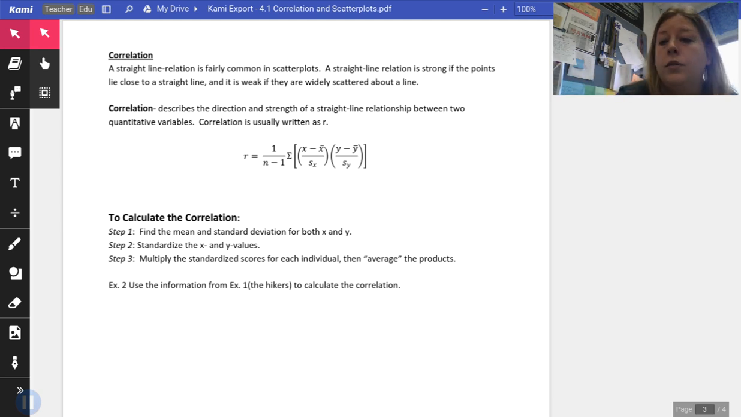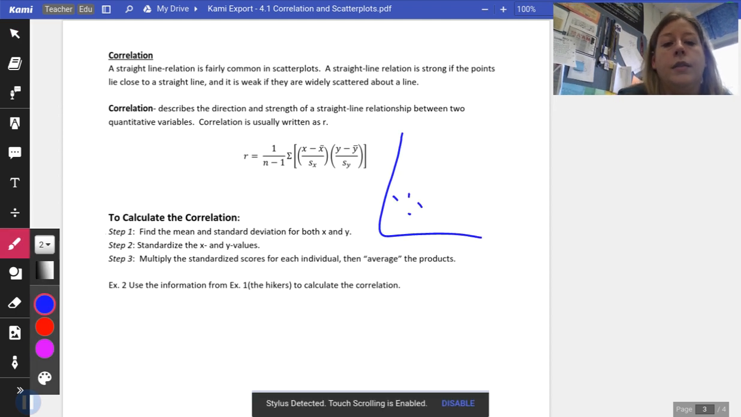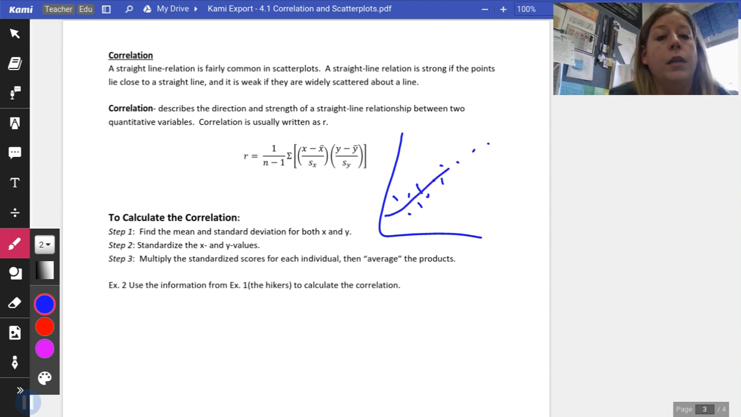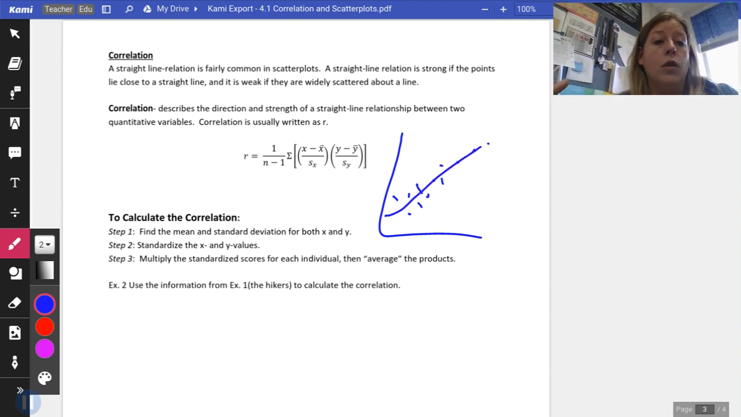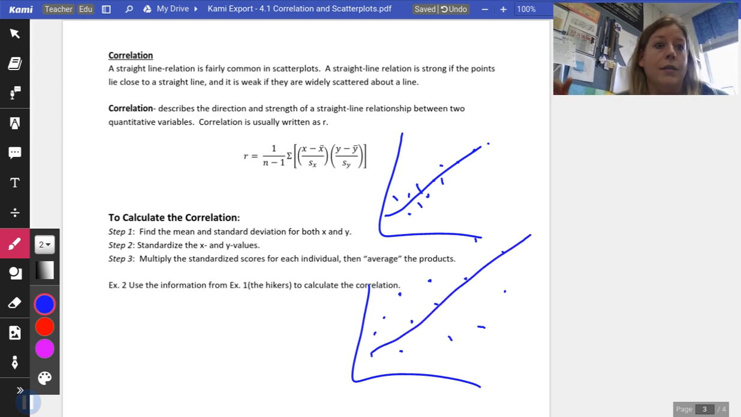pattern. So like if we have the dots like this, they're all pretty close to being on a line. That would be a stronger correlation than if the dots were a little bit more spread out. Now that still is a linear relationship. It's still a positive linear relationship, but they're not as close to that line. So it's a weaker correlation.